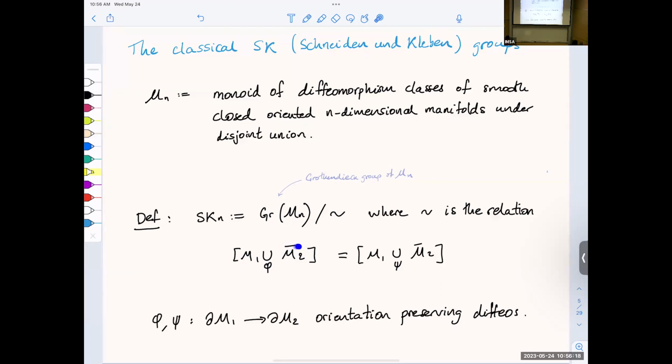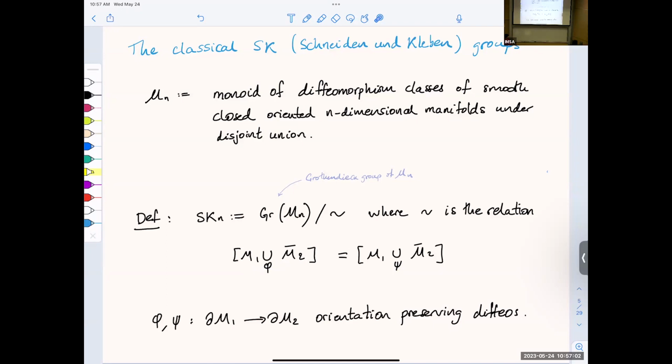The little bar over there is for opposite orientation, because we're working with oriented manifolds, so we're going to keep track of the orientations. And the two diffeomorphisms that appear here on the slide, this phi and the psi, are both orientation preserving diffeomorphisms of the boundaries of the two pieces. M1 and M2 have the same boundary, and you're gluing along that boundary with an orientation preserving diffeomorphism. So you have these two manifolds, and those should be cut and paste equivalent. You're putting them in the same class in your group.